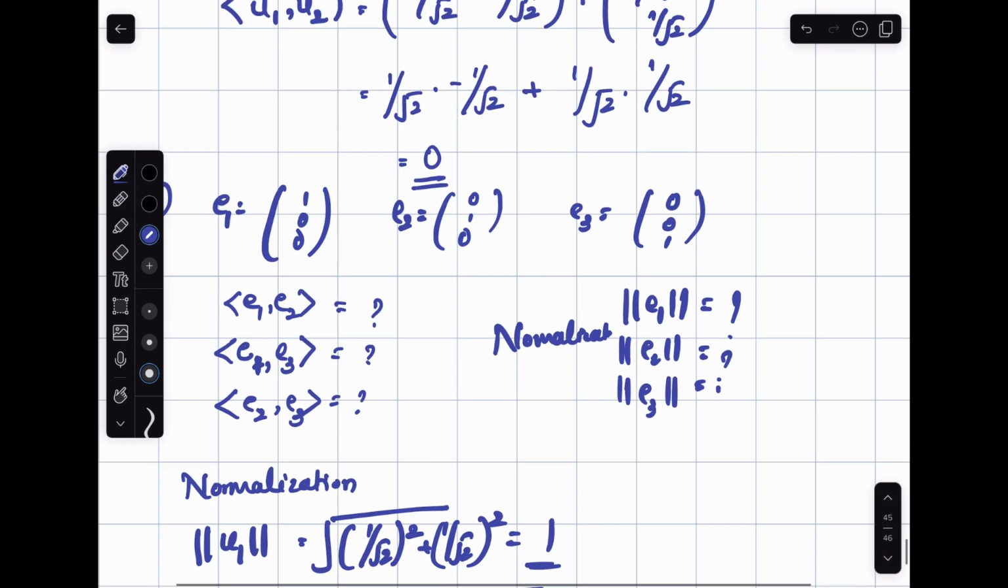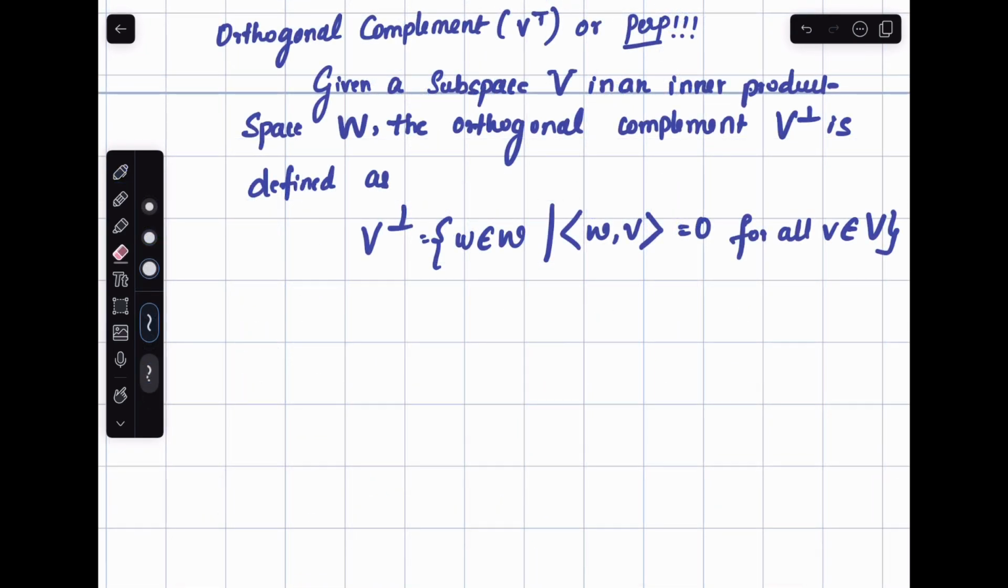Second, we'll see about the orthogonal complement. The orthogonal complement is also called perp. It is called V perp. So if I read it: given a subspace V in an inner product space W, the orthogonal complement V perp is defined as V perp equal to w belonging to W such that the inner product is equal to 0 for all v belonging to V. So the main thing is we have to find the dot products, the inner product of w comma v, which is equal to 0.